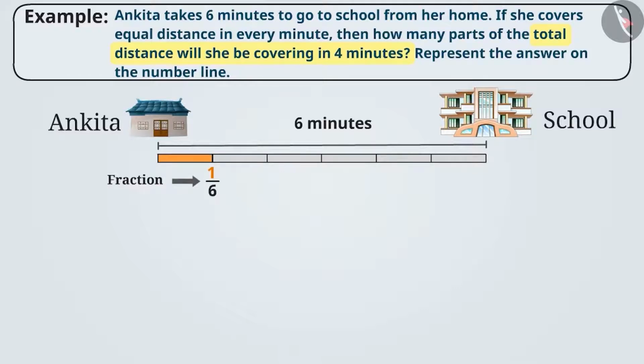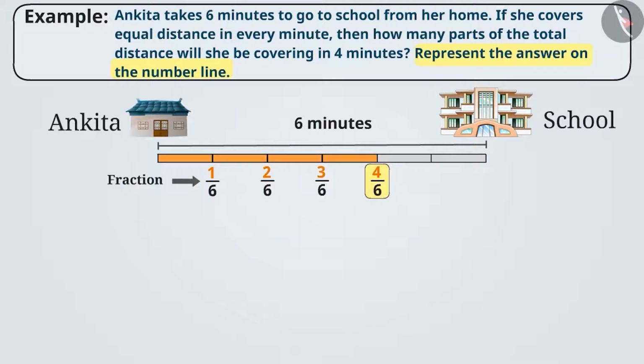Similarly, in 2 minutes, she will cover two equal parts of the total distance, which can be represented as 2 by 6. In 3 minutes, she will cover 3 parts of the total distance. That means the fraction will be 3 by 6. And similarly, in 4 minutes, she will cover 4 parts of the total distance, which can be represented in a fraction as 4 by 6 parts. Now let's represent 4 by 6 on the number line. Can you find its position? Think for a while.